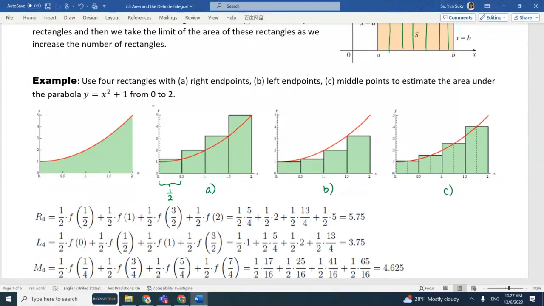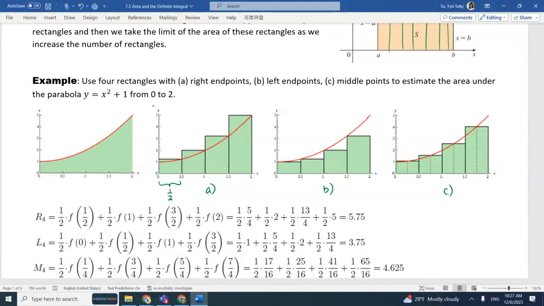And then L4. So that's the right endpoint. How about the left endpoint? Well, do you see the first rectangle? We use the left endpoint. So this is f of 0.